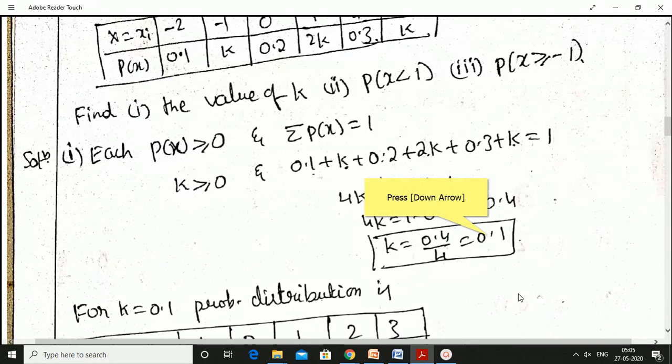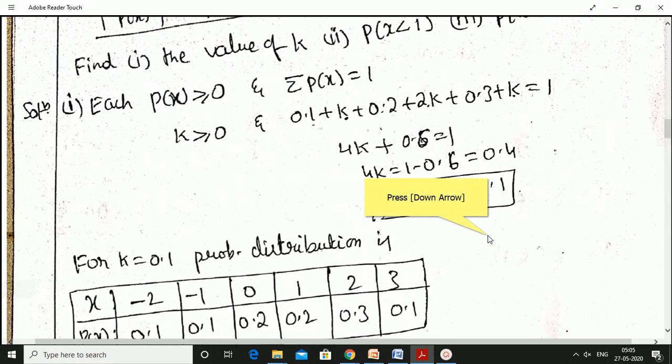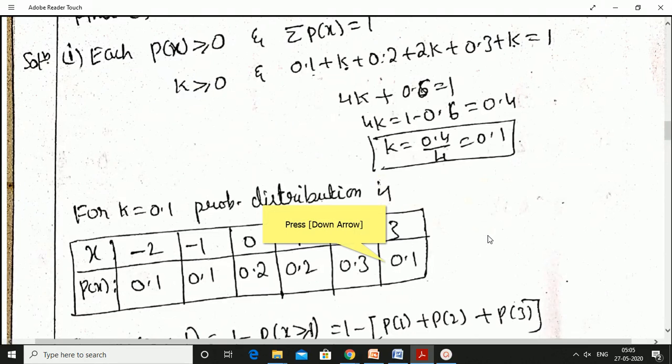So k is equal to 0.4 divided by 4, that is equal to 0.1. That is the k value. Now for k equal to 0.1, the probability distribution is: x takes these values, and the probability functions are 0.1, 0.1, 0.2, 0.2, 0.3, 0.1.